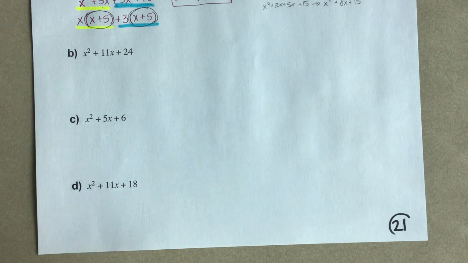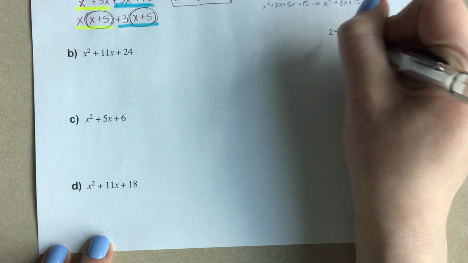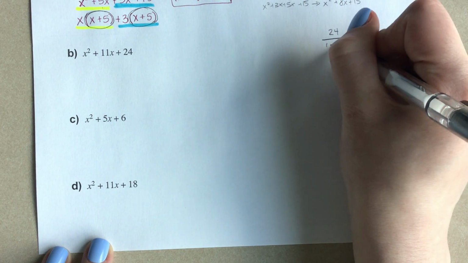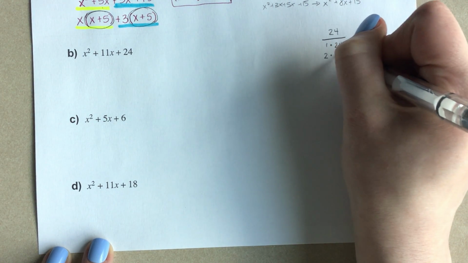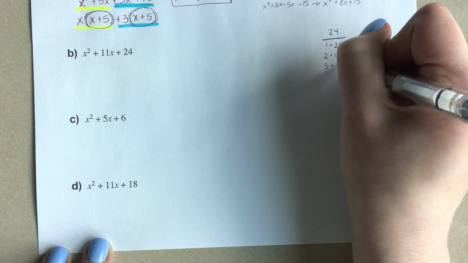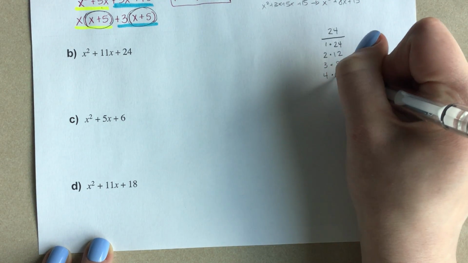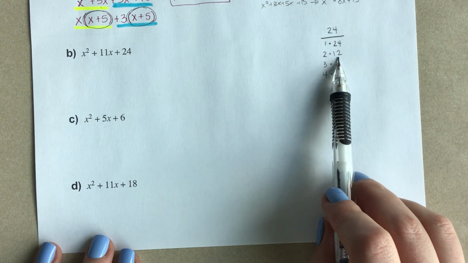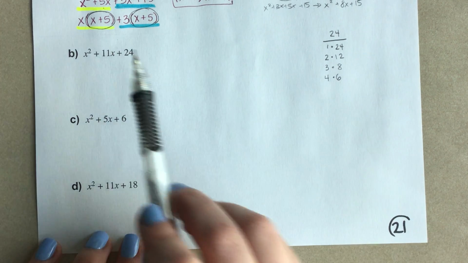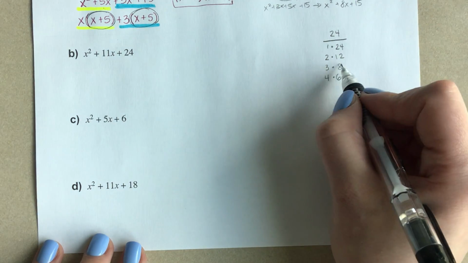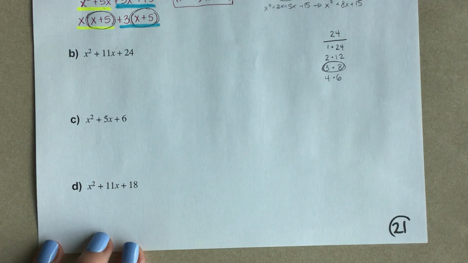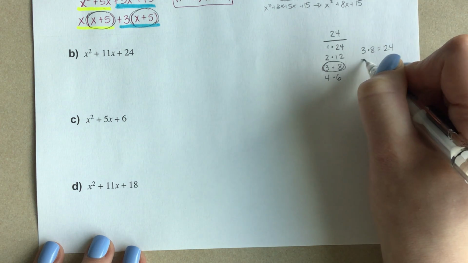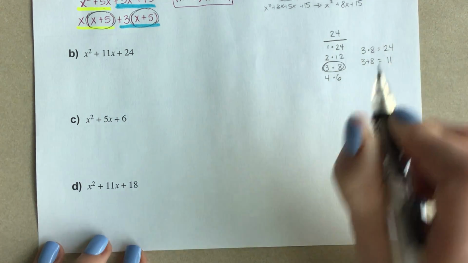So we're going to come over here to the side and we're going to look for anything that can multiply to 24. So 1 times 24, 2 times 12, 3 times 8, 4 times 6. Those are all of our pairings. Now, which pair of these is also going to add to that middle number 11? Well, it's going to be 3 and 8, because 3 times 8 is equal to 24, and 3 plus 8 is equal to 11.